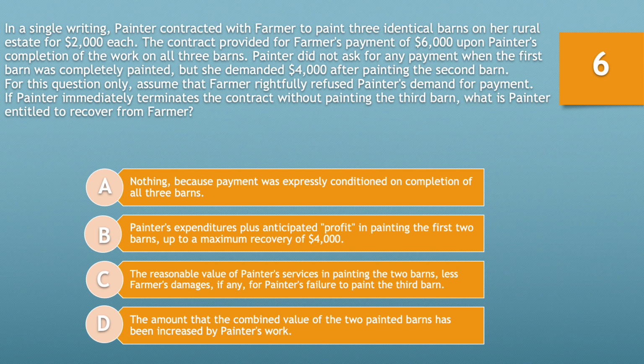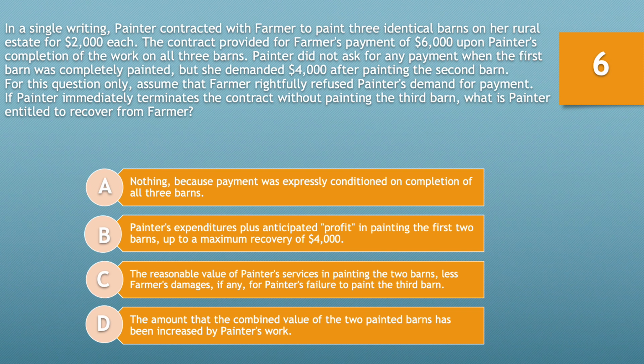If painter immediately terminates the contract without painting the third barn, what is painter entitled to recover from farmer? A. Nothing, because payment was expressly conditioned on completion of all 3 barns. B. Painter's expenditures plus anticipated profit in painting the first 2 barns, up to a maximum recovery of $4,000.